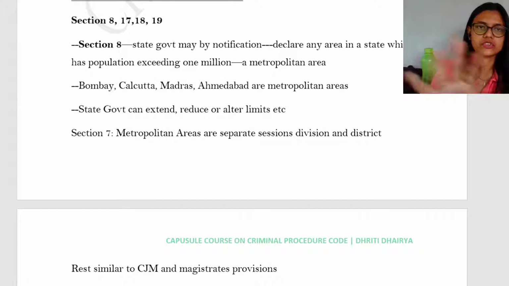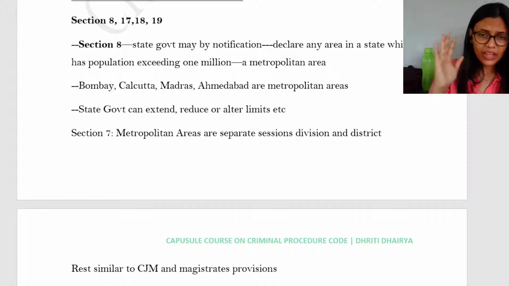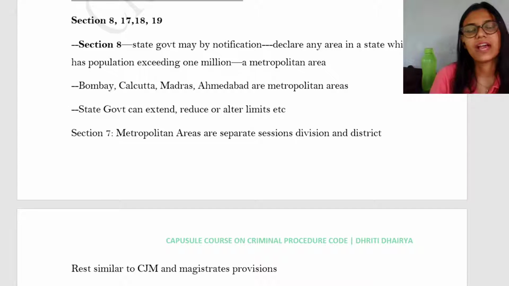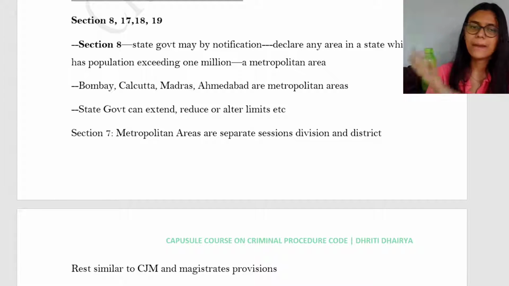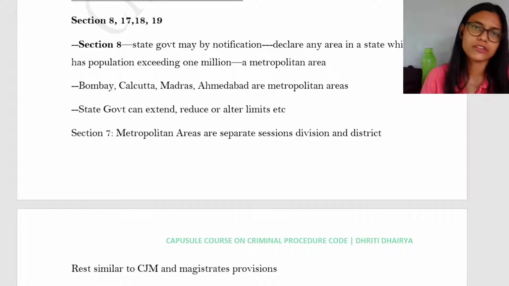All the other provisions in relation to metropolitan magistrates, chief metropolitan magistrates, are similar to whatever we have covered in the chief judicial magistrate and the magistratal provisions. You can go through them, then you'll understand the correlation. And section 18 over here is talking about a special magistrate, special metropolitan magistrate. You can compare it with section 30. They were honorary magistrates for a fixed period.